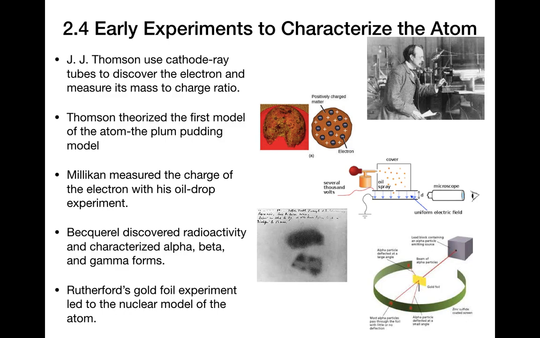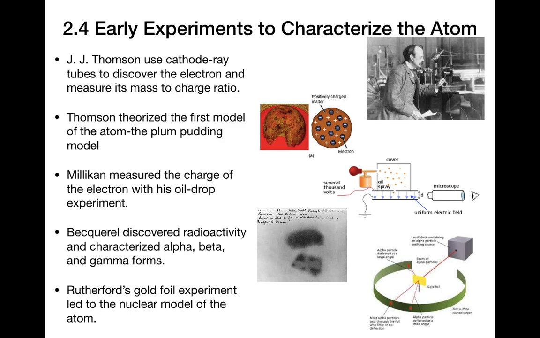Thomson was the first one to develop a model of the atom. It's an incorrect model called the plum pudding model, but his first theory of the atom was positively charged matter with electrons sprinkled about, kind of like plums in a pudding or chocolate chips in a chocolate chip cookie.